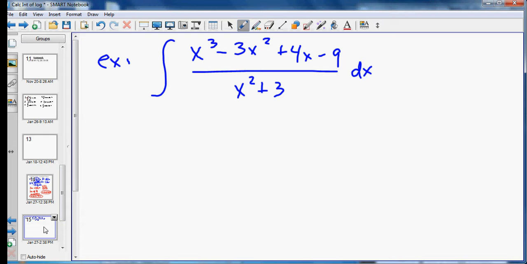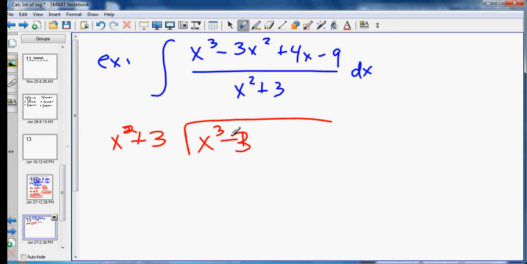So I'll do x squared plus 3 going into x cubed minus 3x squared plus 4x minus 9. And I remember to do the 4 steps: divide, multiply, subtract, bring down. So I first divide x cubed over x squared. So that just cancels out, leaving me 1x.